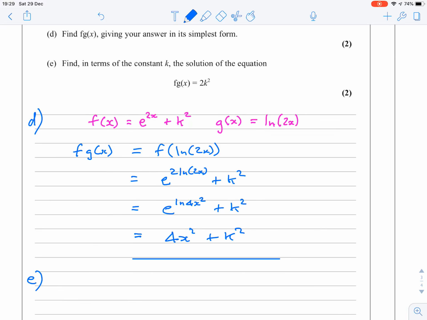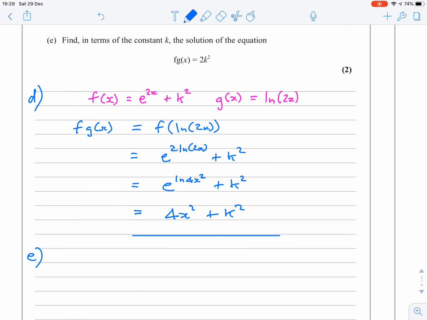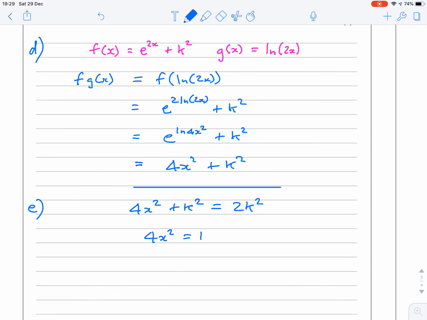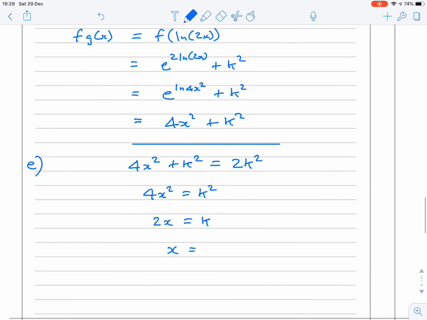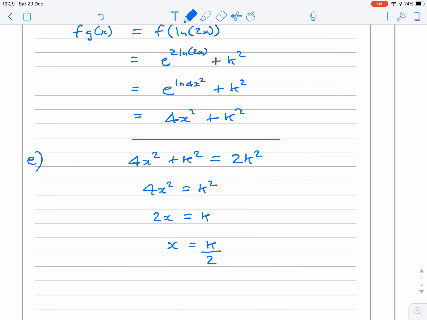Part E. Find, in terms of the constant k, the solution of the equation fg(x) equals 2k squared. Well, fg(x) is 4x squared plus k squared, so we want that equal to 2k squared. So 4x squared is equal to 2k squared minus k squared, which is k squared. And so we can take the square root of both sides, and it's the positive square roots because both x and k are positive. So we get 2x is equal to k. Final answer, x is k divided by 2. And that completes the question.